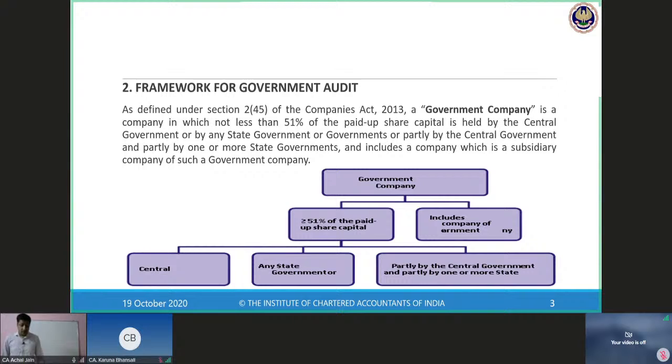In terms of the government, what all can be considered? One is the central government, so that will be considered government. Second is any state government or governments. And third is where it is controlled partly by the central government and partly by one or more of the state governments. So that is considered to be a company which will be called a government company.